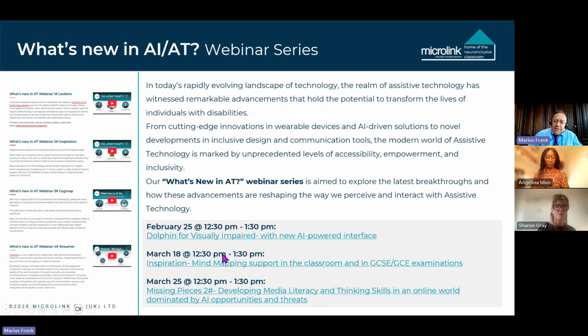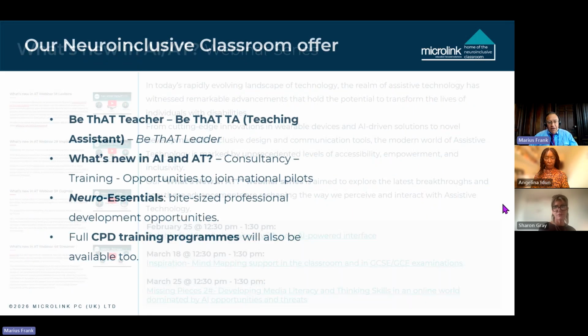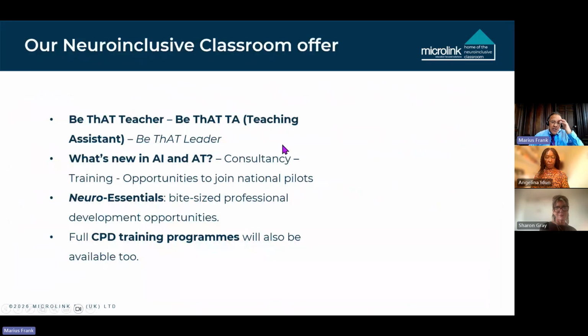And as you can see, when you get the PDF, we've just had one on Dolphin for the visually impaired. We've got a fantastic one coming on the 18th of March on Inspiration, which is a mind mapping tool, which now is available and passed by JCQ for GCSE and GCE examinations. And Nick's going to be leading one on the 25th, looking at AI, developing media literacy and thinking skills in an online world. So that's also going to be part of our offer. Be That Teacher, what's new in AIAT, Neuro Essentials, and full CPD training. This is what we're launching today.